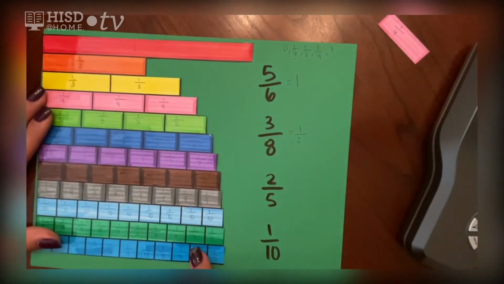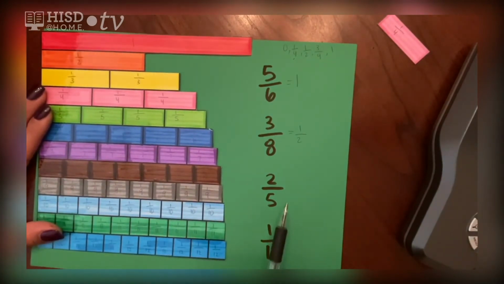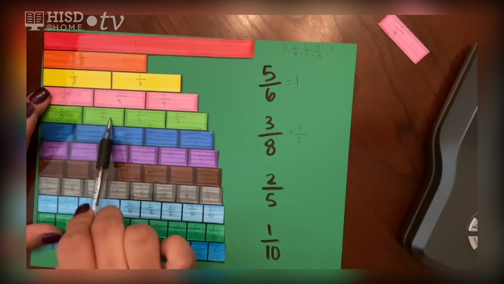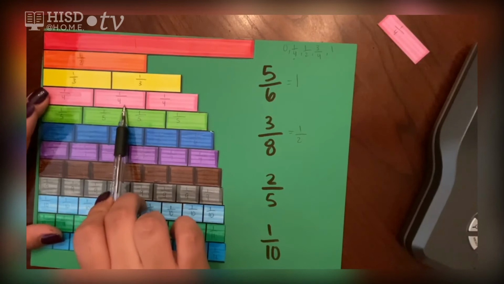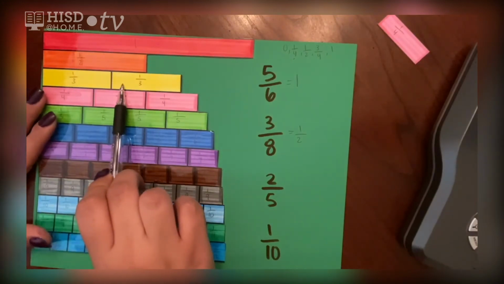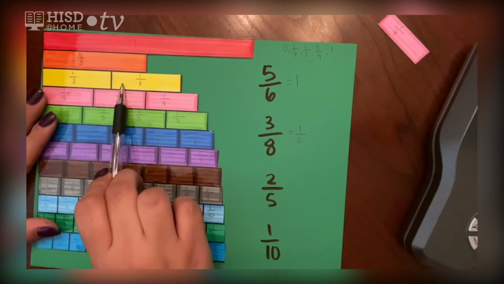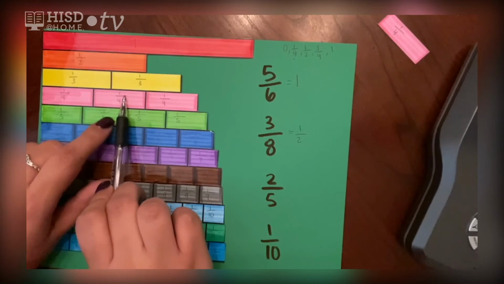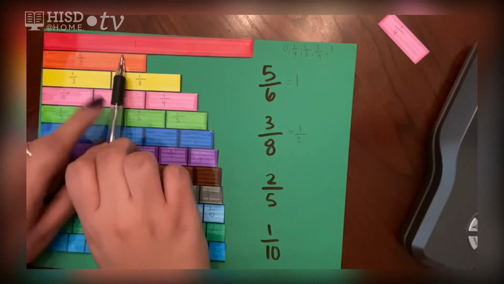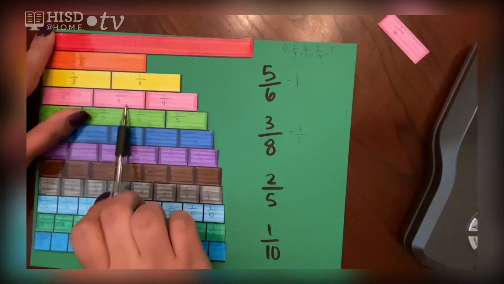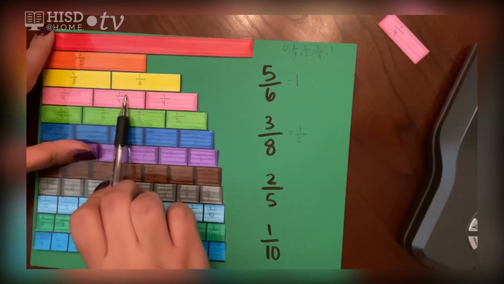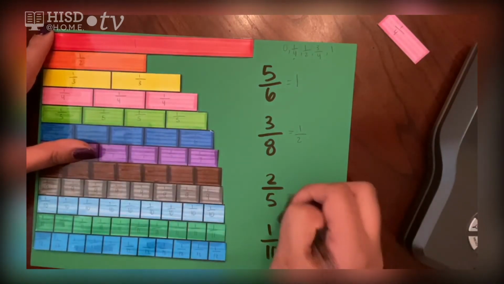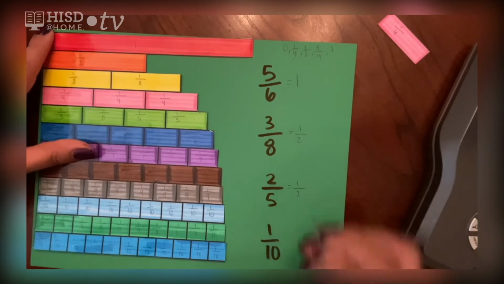Now let's look at this one. 2/5, let's use our benchmark fractions here. 2/5, it's 2 of these green guys here. 1, 2, 2/5. So we're gonna go ahead and slide up and say, well, 2/5, I know it's not really close to a 1/4. It's kind of close to a 1/2. It's not a whole, it's not 3/4. 2/5 is more of like what? Yeah, it's a little closer to a 1/2. Very good. I'm gonna go ahead and put another 1/2 here.